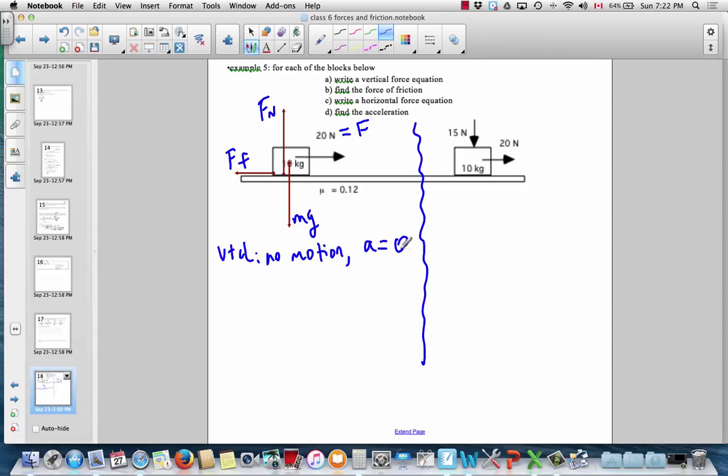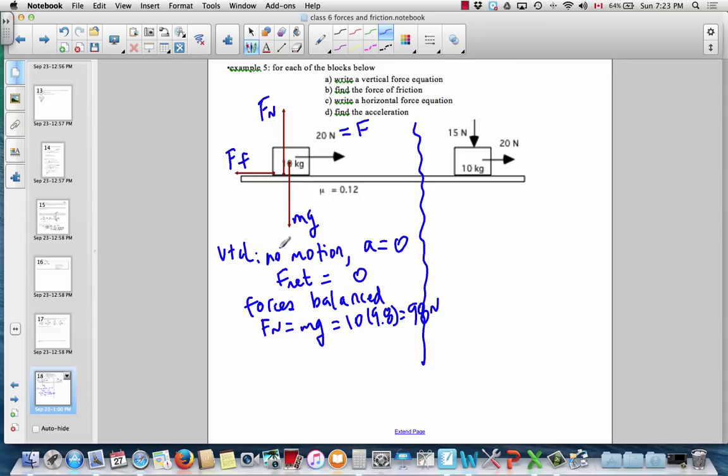So there's certainly no acceleration, and that tells us that the net force has to be zero, because they're proportional to each other. And that just says that the forces are canceling each other out, or they are balanced. So that means that the normal force is just equal to the weight of the object. And a 10 kilogram object on the Earth has a weight of 98 newtons. So the normal force is 98 newtons in this case.